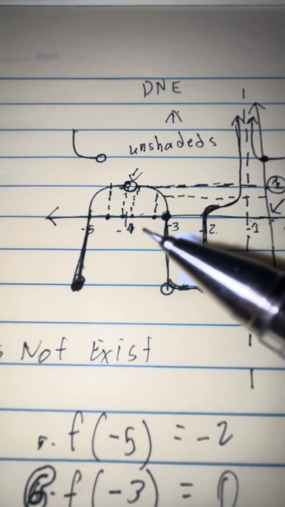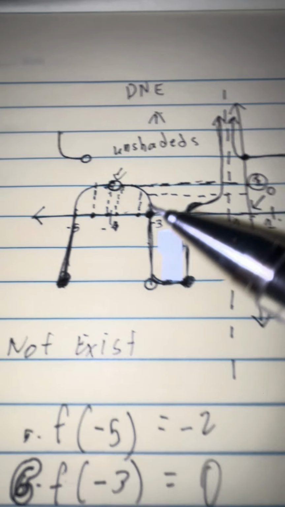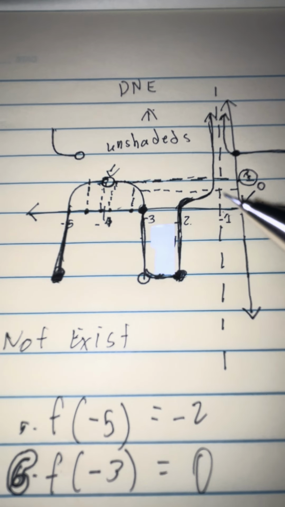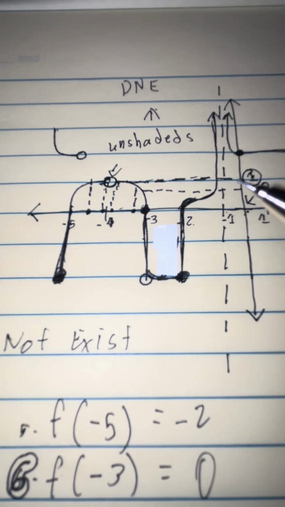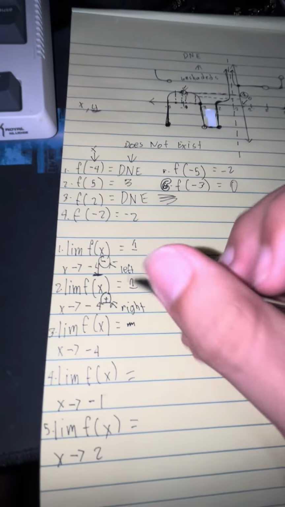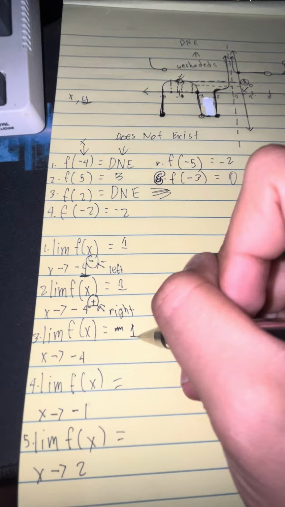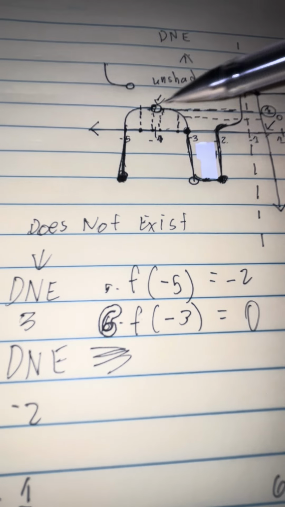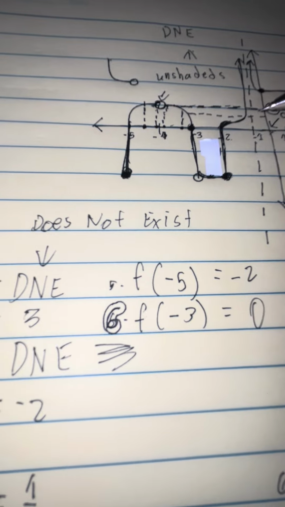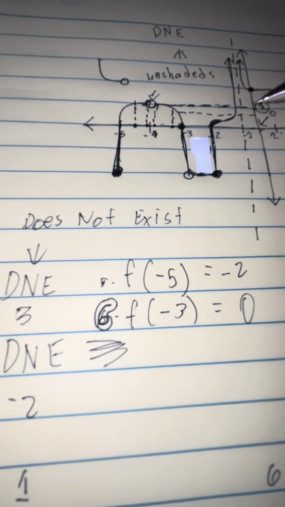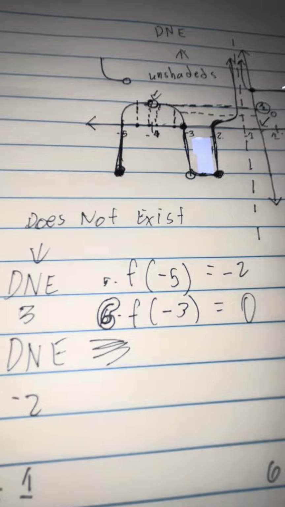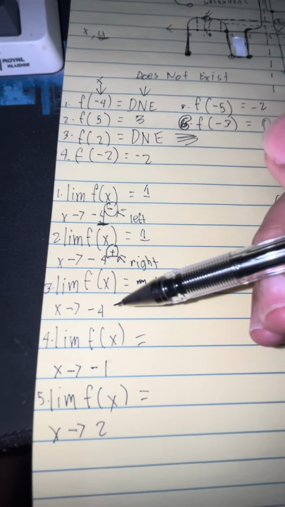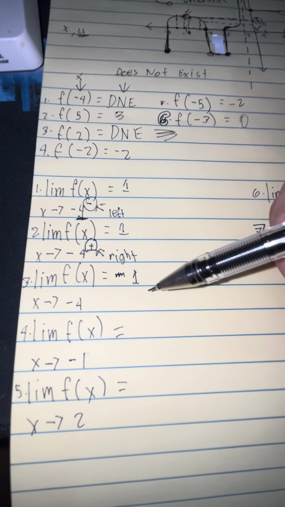Now, we know that from the left, the answer is 1, and from the right, the answer is 1. That means if they're similar, then the answer is also 1. Now why is it 1? Because from the left we got 1, and from the right we got 1, right? So if we consider both sides, the answer is 1.